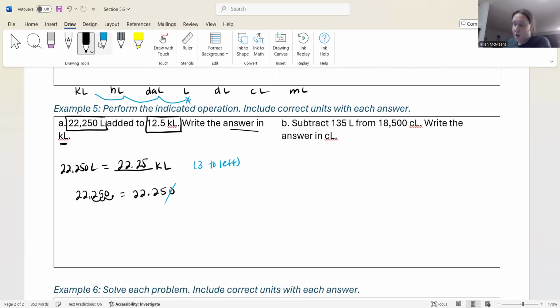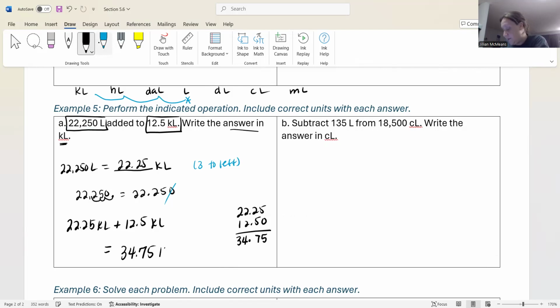22.25. Okay. So then my final problem, I need to take 22.25 kiloliters, and I need to add that to 12.5 kiloliters. And so we can just do some side work. This one's not going to be too hard. So we have 22.25 plus 12.5. We can add a little 0 after the 5 in 12.5 so that we have matching columns. All right, 5 plus 0 is 5. 2 plus 5 is 7. Drop down your decimal point. 2 plus 2 is 4, and then 2 plus 1 is 3. So that tells me my final answer is 34.75 kiloliters.